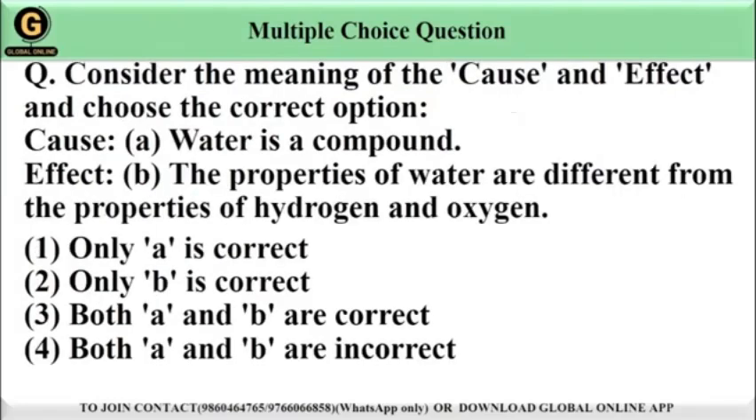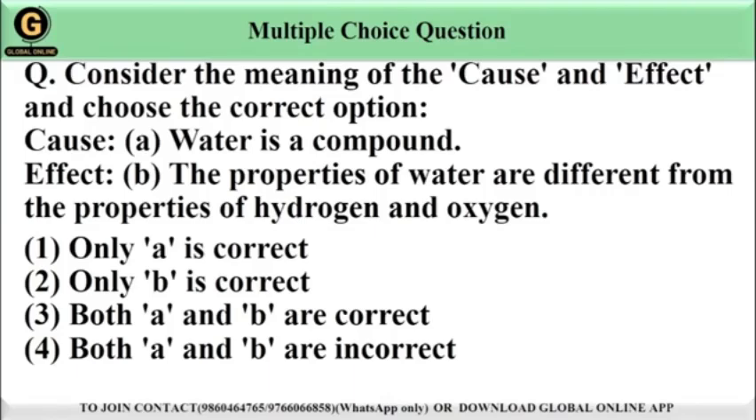Next question is, consider the meaning of the cause and effect and choose the correct option. The cause is given, water is a compound, and the effect is, the properties of water are different from the properties of hydrogen and oxygen. We have options for this. Option 1, only A is correct. Option 2, only B is correct. Option 3, both A and B are correct. Option 4, both A and B are incorrect.